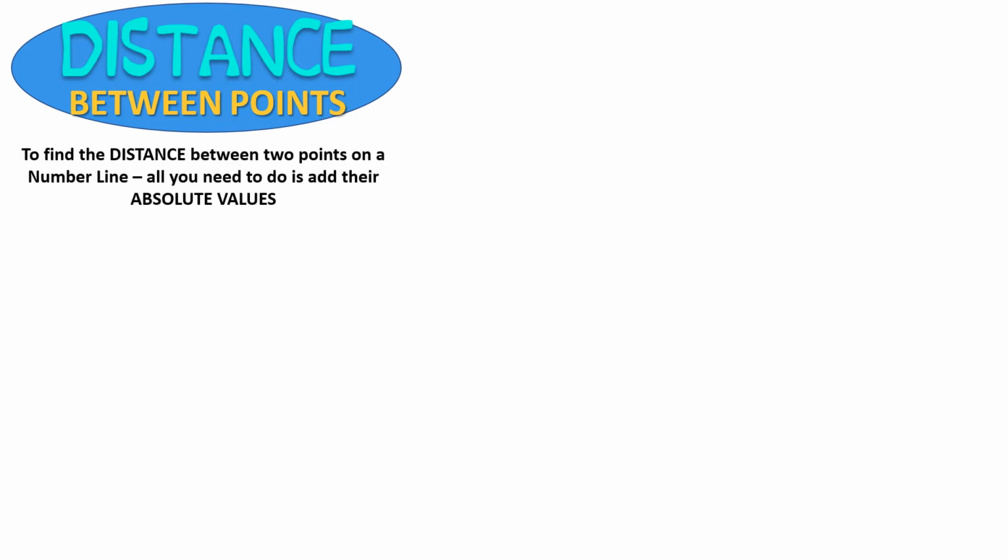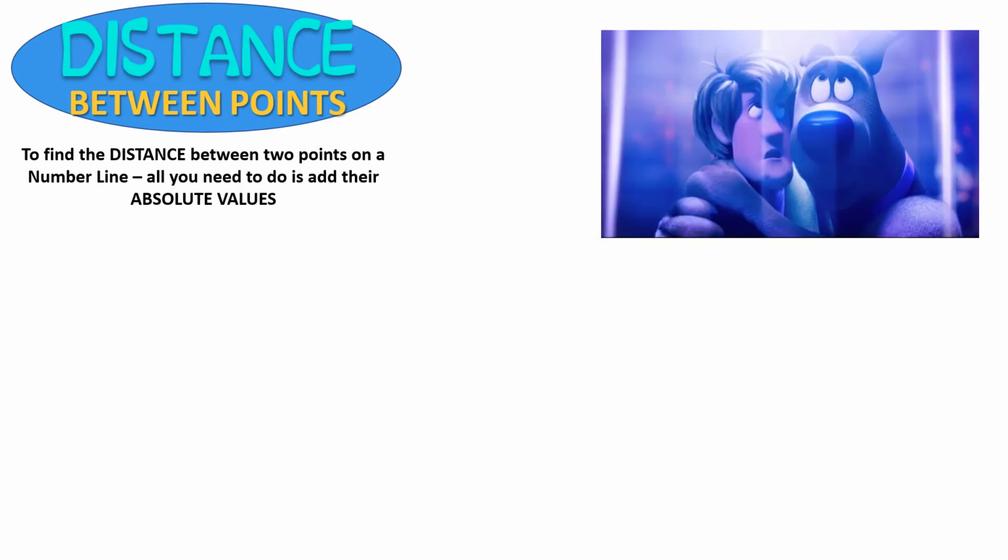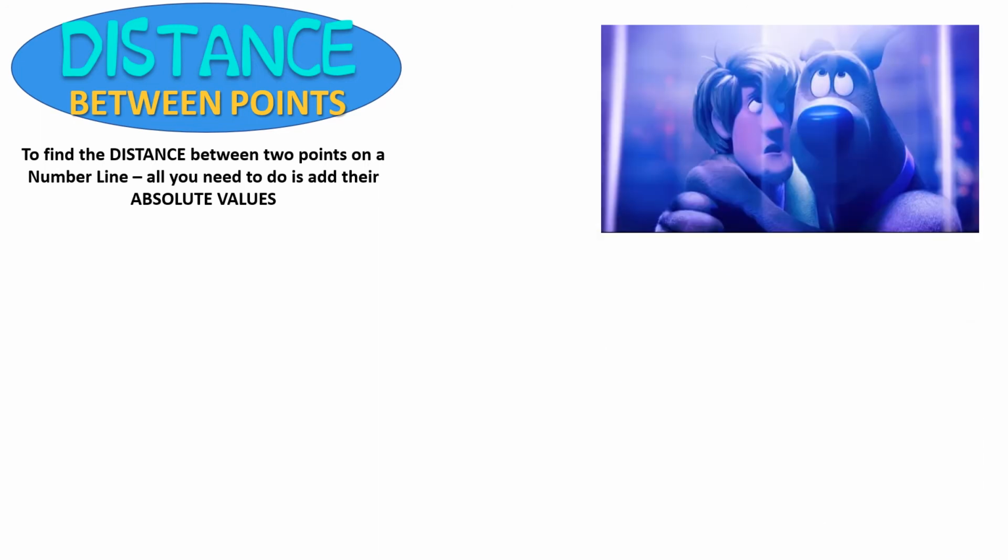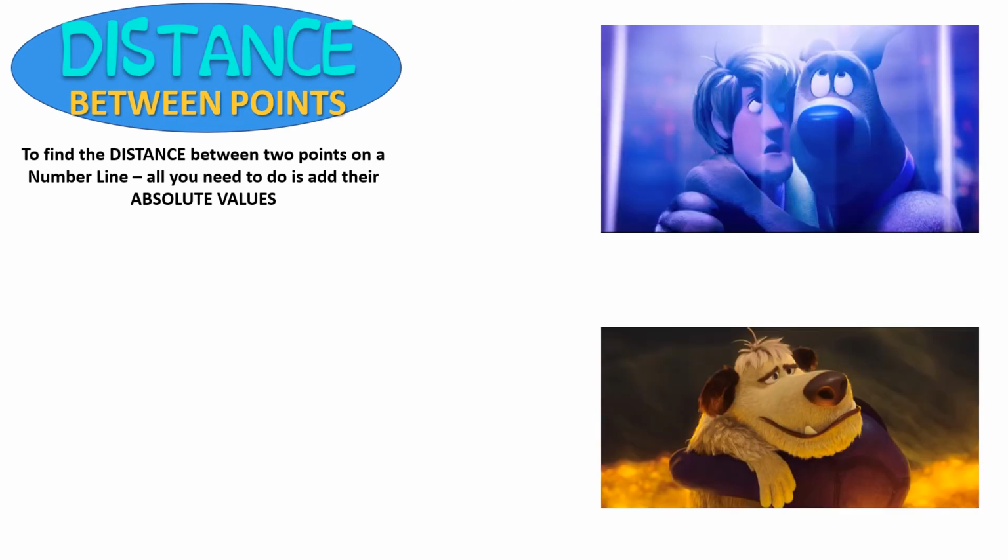Now we are going to discuss how to find the distance between points. To find the distance between any 2 points on a number line, all you need to do is add their absolute values. So don't want to give any spoilers away, but in the new movie Scoob, Shaggy and Scooby-Doo are beamed up to the Blue Falcon's ship, the Falcon Fury. And then on the flip side, you have Dastardly and Muttley, who went through a portal to the underworld.